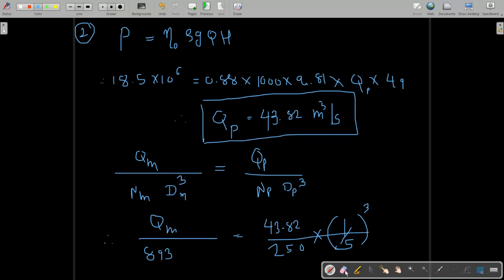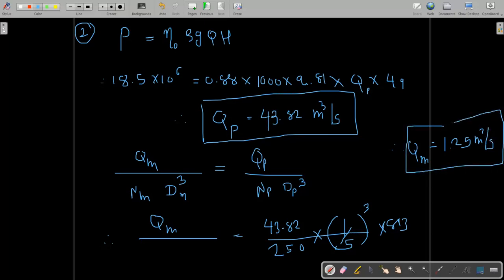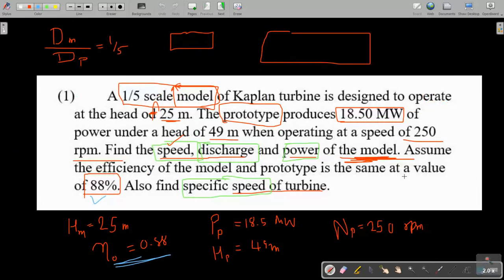So just take 893 on the other side, multiply by 893. So you have the discharge of model, that means small scale version. When you solve this in your calculator, you will find as a 1.25 meter cube per second. Okay, so this is the answer of the second question. What is the discharge for model? Okay, so speed and discharge we have found out.